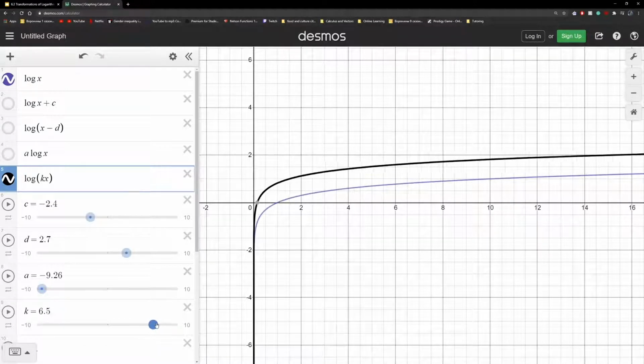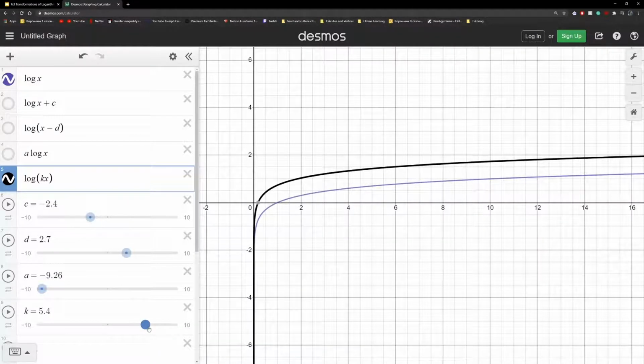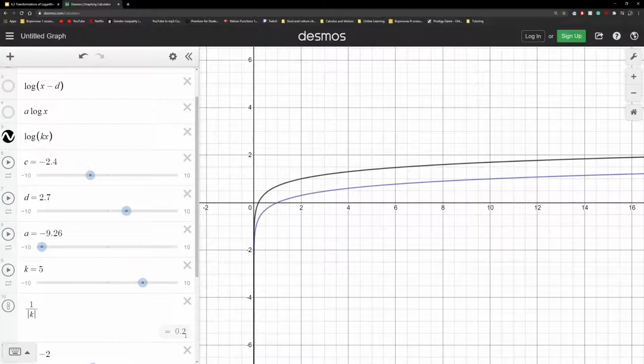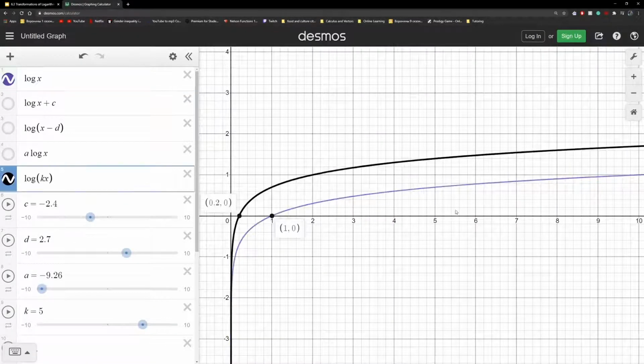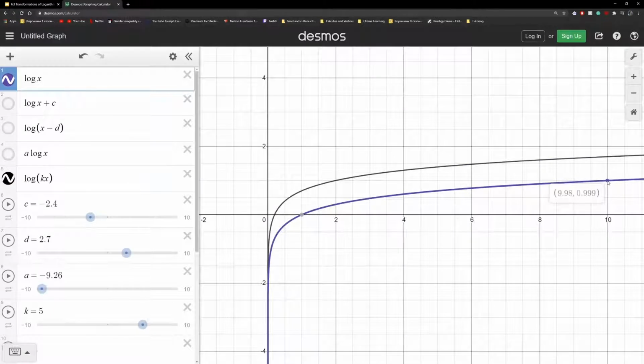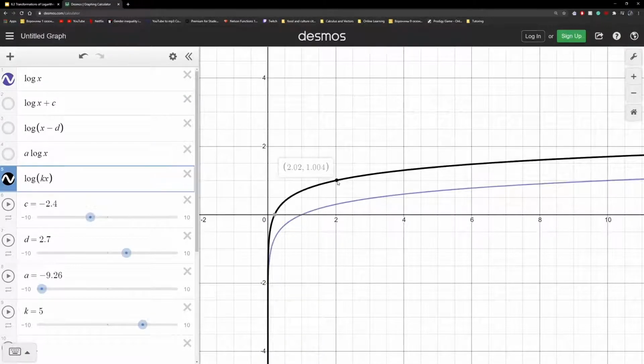As you can see here, let's make it 5, for example. 5 would mean we have a compression factor of 0.2. So again, we used to be at 1, this should be 0.2. We used to be at 10, so now we take 1/5 of 10, which should be 2. So we should be at 1 when the function is at 2, which is correct.